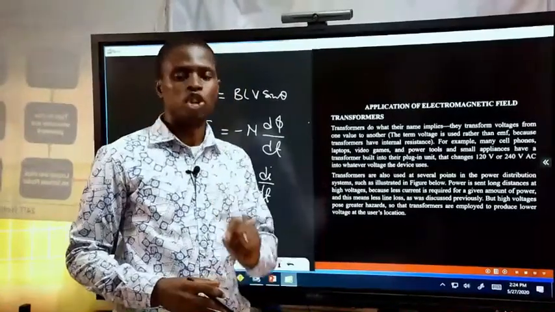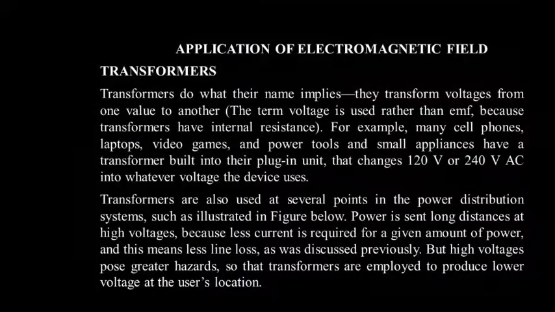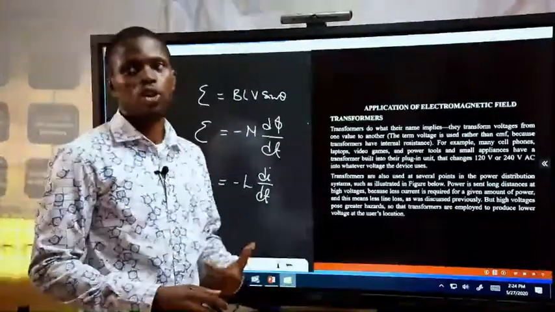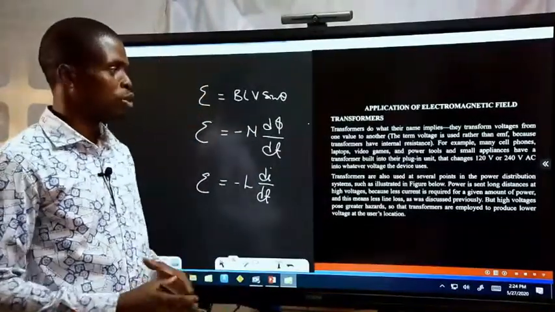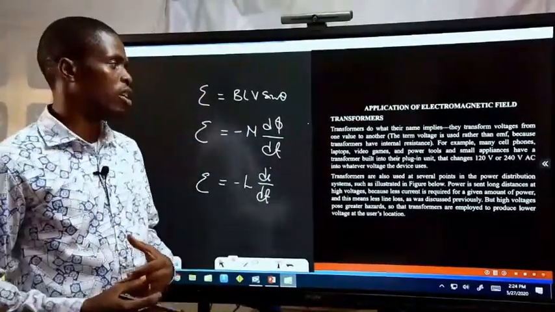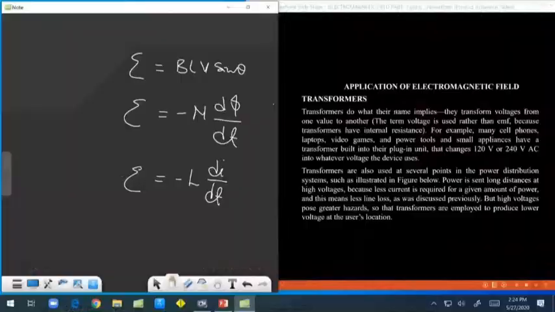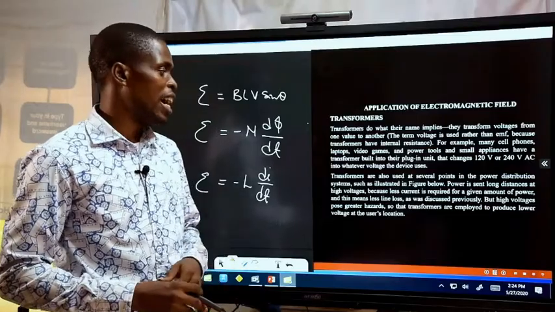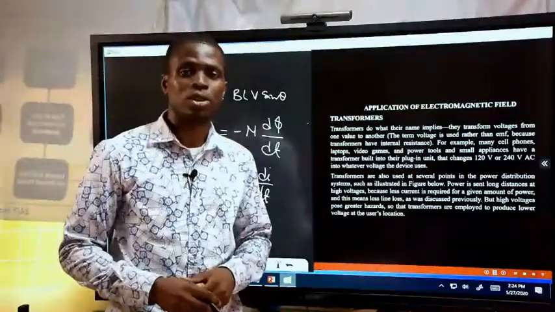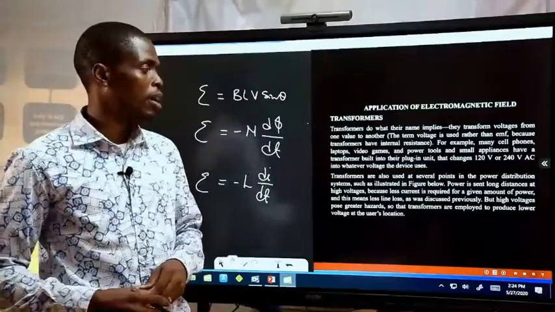One of them is in transformers. What is a transformer? A transformer does what the name implies. It transforms voltages from one value to another, or current from one value to another. Not only voltage and current, it also transforms power and frequency in a circuit. Transformers are used in several points in power distribution, and also in various places for power generation, and to step down voltage or current.